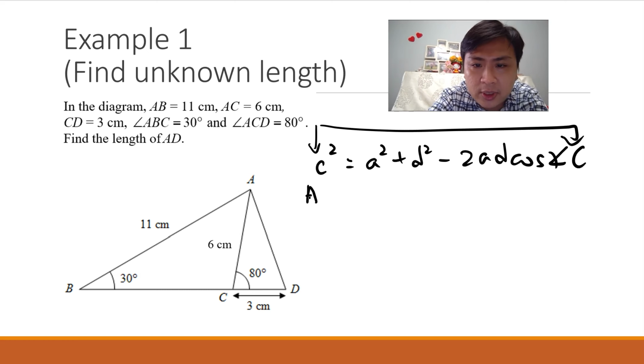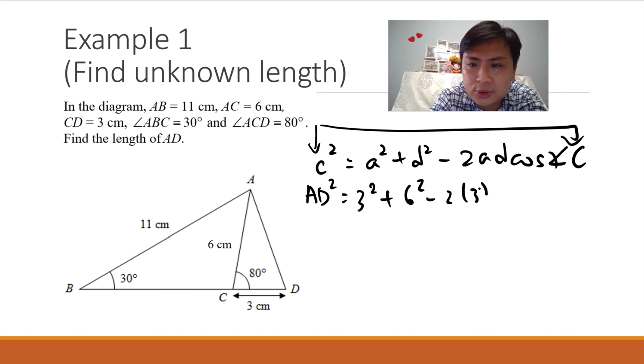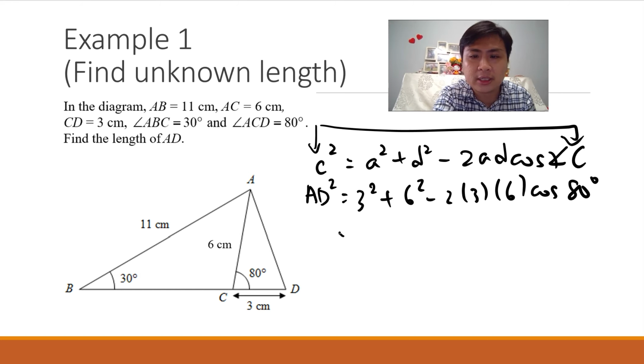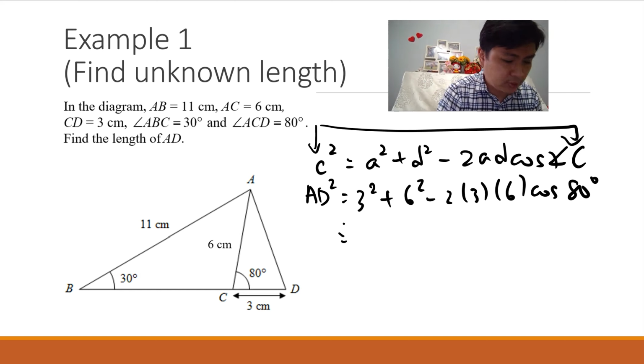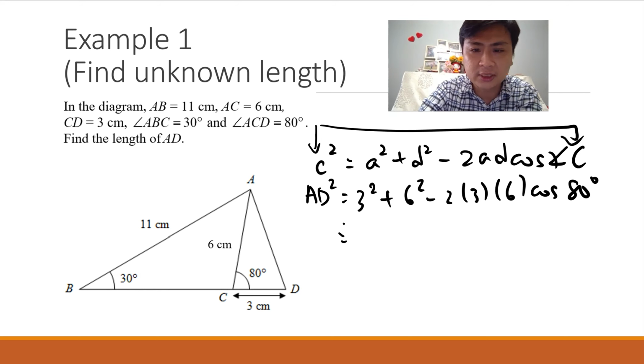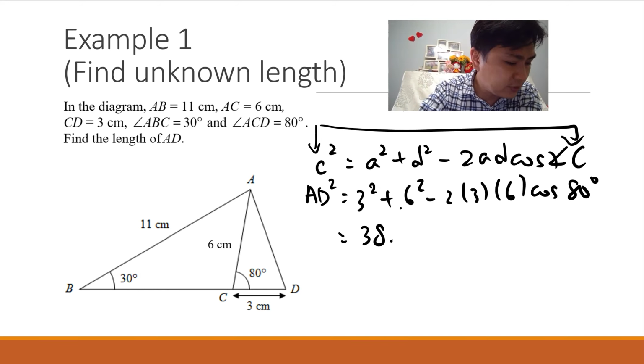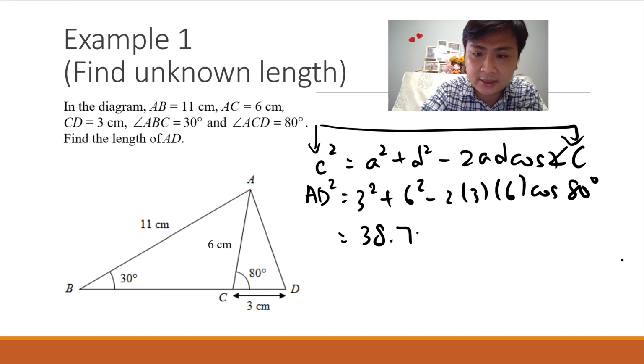Now we can apply the formula. AD squared will be equal to a squared, which is 3 cm, plus d squared, which is 6 cm, minus 2 times 3 times 6 multiplied by cosine angle C. Angle C will be 80 degrees. So we can key this into our calculator: 3 squared plus 6 squared minus 2 times 3 times 6 times cosine 80. We'll get the value of 38.74866656.